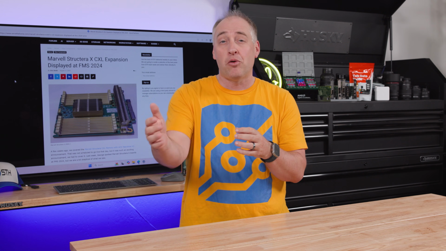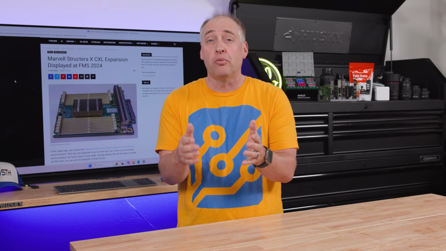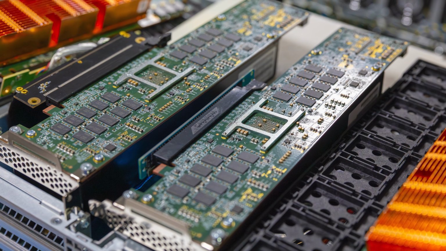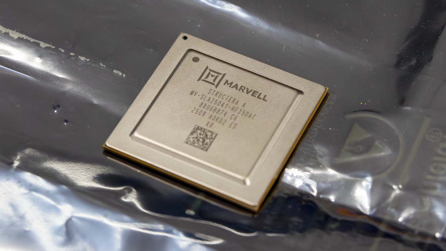So while it is correct to say that going over CXL may not be as fast as accessing local memory, if you can do your processing out on that CXL device, now you're not bringing all that data back, and you can actually get more performance because you're increasing the total amount of compute and total amount of memory bandwidth available to that compute by adding those Arm Neoverse V2 cores next to the DDR5 memory on one of these Structera chips.